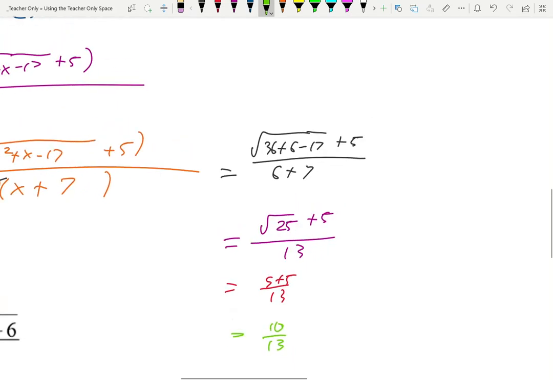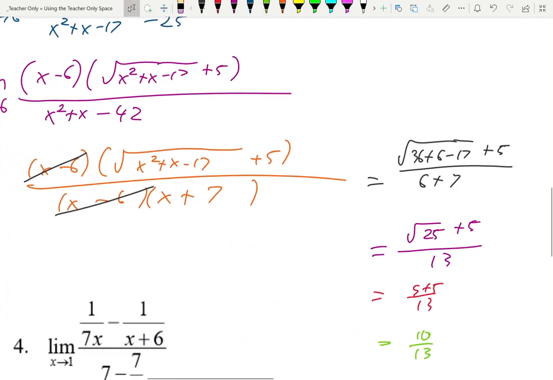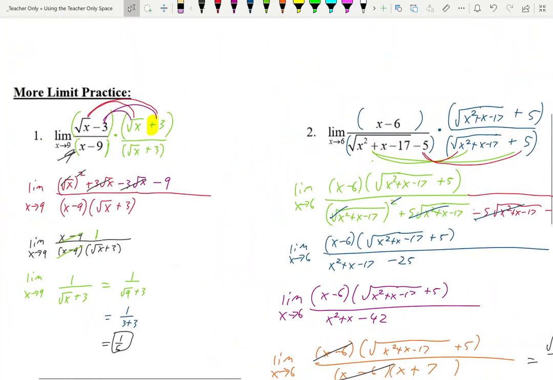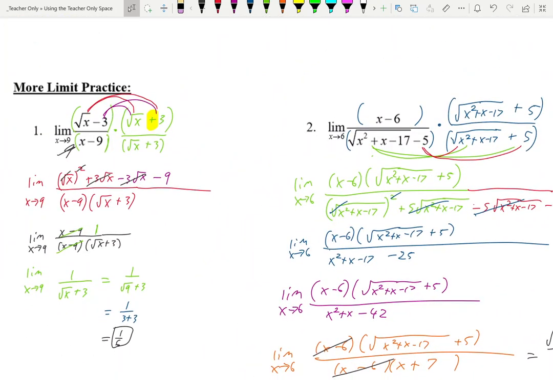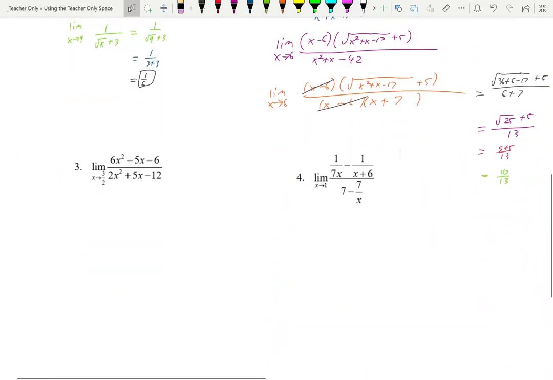All right. So what's the big idea? What's the big idea? Right? When you see these square roots and functions, rationalization is our technique. It doesn't matter if it's in the numerator or the denominator. We just rationalize, right? And we'll get it. All right, moving along.